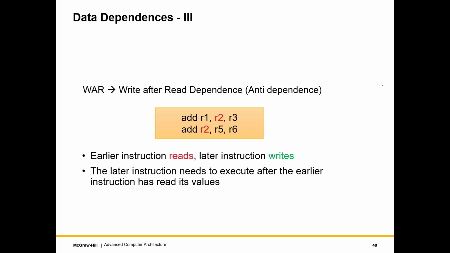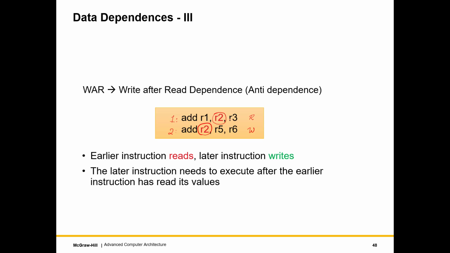All right, let us look at the next kind of dependence, which is a write after read dependence. It's also called an anti-dependence. Let us look at instruction 1. In instruction 1, we are reading from register R2, and in instruction 2, we are writing to register R2. So the first is a read and the second is a write. So we have a write after read.